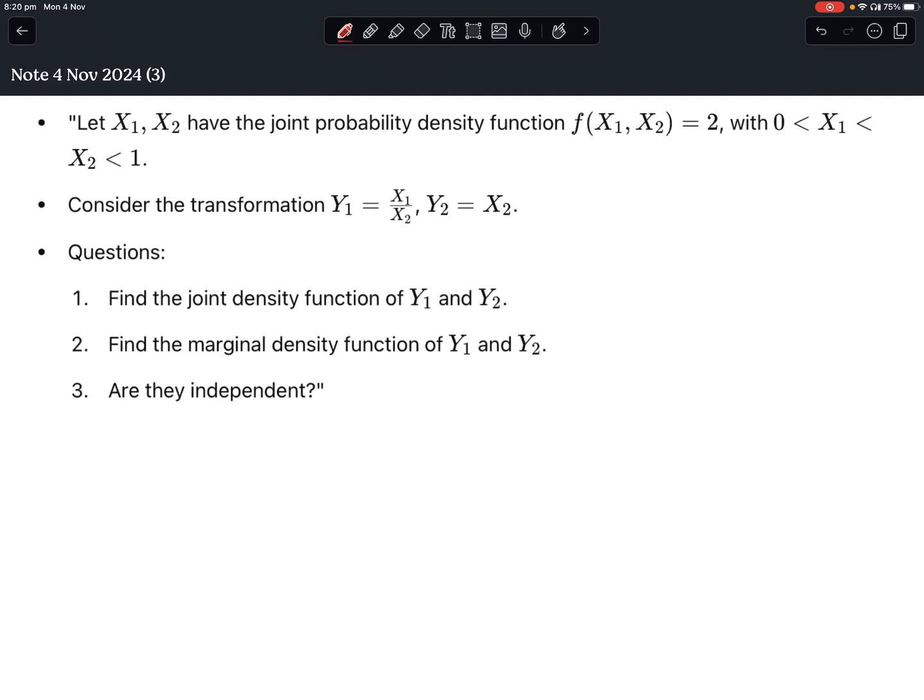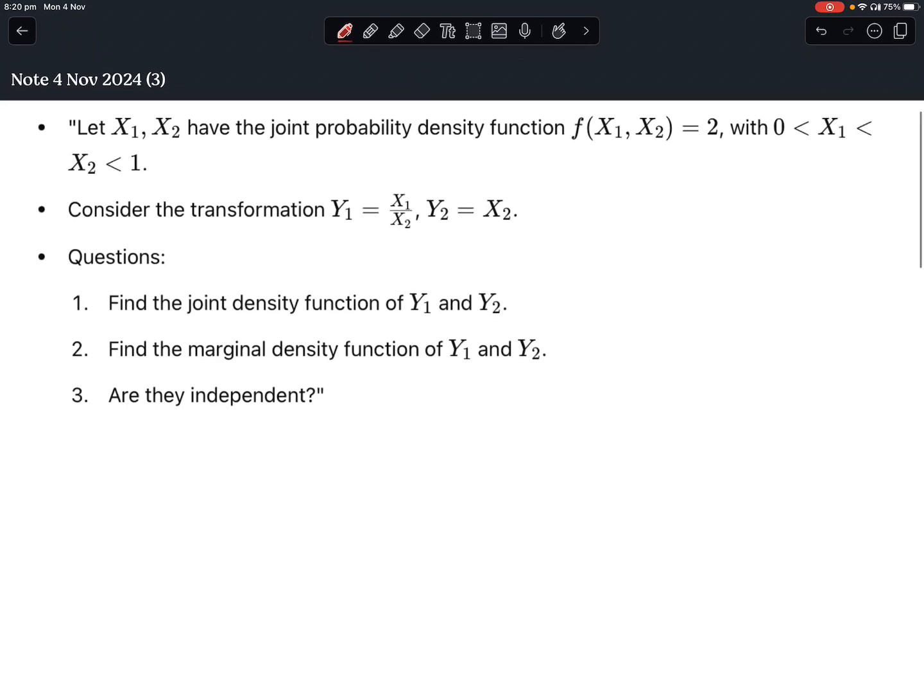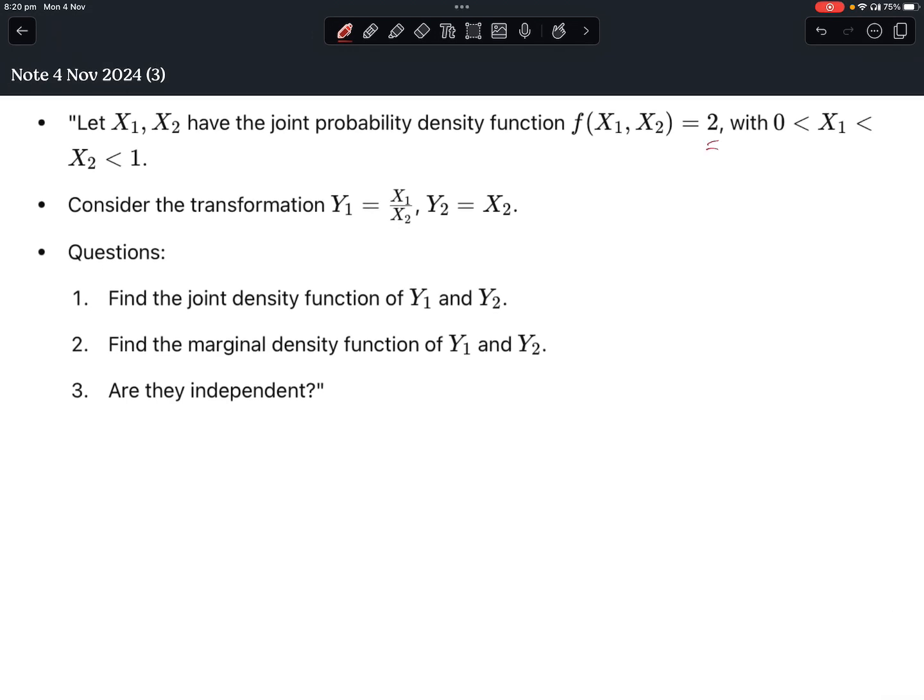They share a joint probability density function, or PDF, which is equal to 2. This PDF applies over a specific range: X1 is larger than 0, less than X2, and X2 is also less than 1.